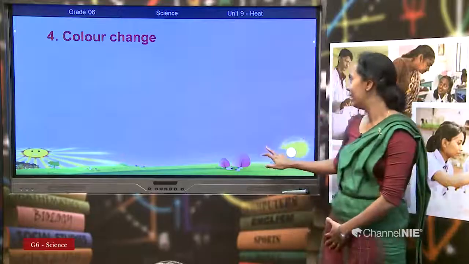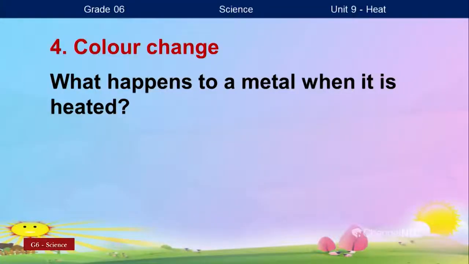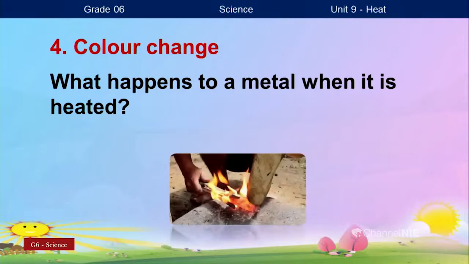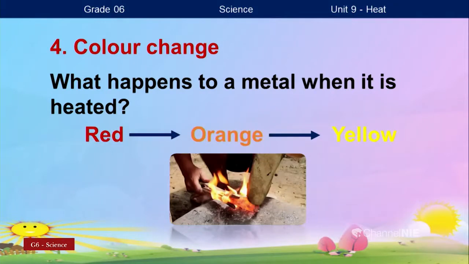In here you can see what happens to a metal when it is heated. When we are supplying the heat to the metal, first it becomes red color. Continuously, when we are supplying the heat, it becomes orange color, and again when we are supplying the heat, it becomes yellow color. In here also you can see the color change happens due to the heat.